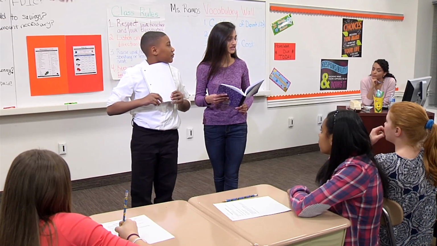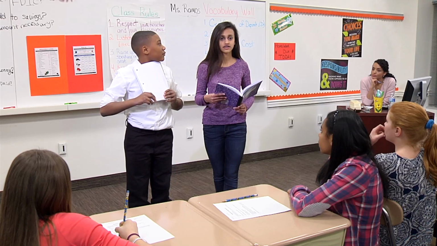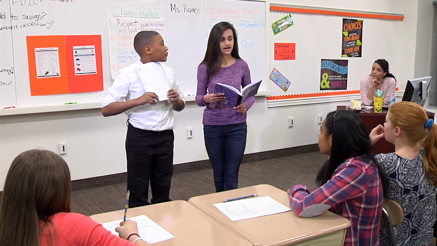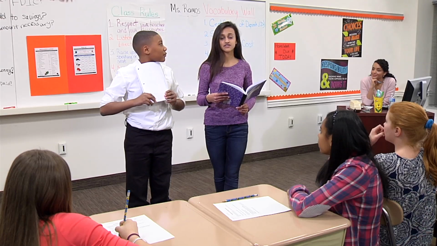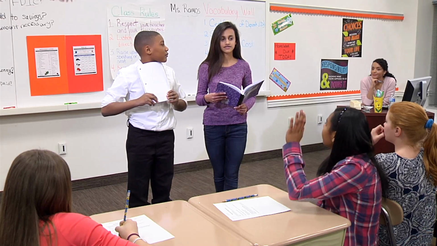The FDIC and the NCUA are both part of the federal government. Some banks or credit unions aren't insured by the government. They have private insurance or they're not insured at all. It's very important to know what kind of insurance covers your CD. Do you guys have any questions?